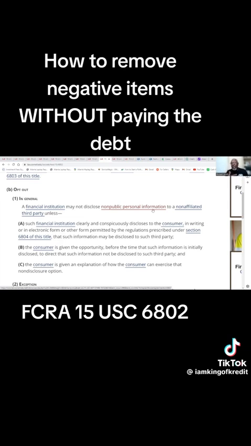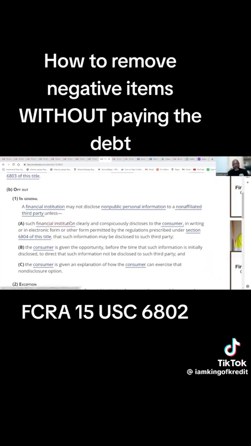That information is not public information. A non-affiliated third party. Well, who is a non-affiliated third party? TransUnion, Equifax, Experian, any of the consumer reporting agencies, a lawyer's office, a third-party debt collector. They can't share that information unless, okay, what are the two?